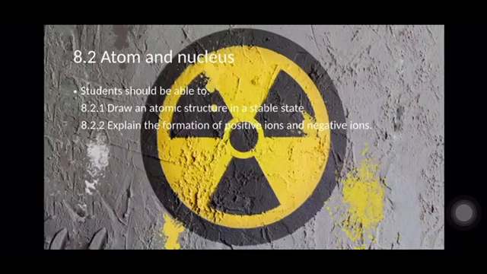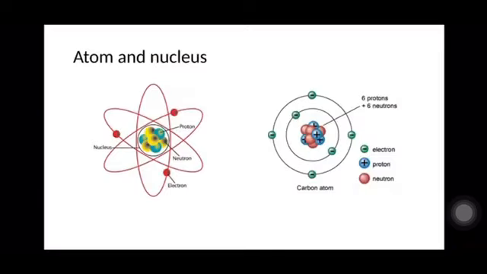Now we go further into the atoms and nucleus. So what I expect from you guys is I hope you guys know how to draw an atomic structure in a stable state, and then explain the formation of positive ion and negative ion. Ready guys? Alright. So now, when you were in Form 1, saya sudah bagi tahu what is the differences between atom, between molecule, between ions.